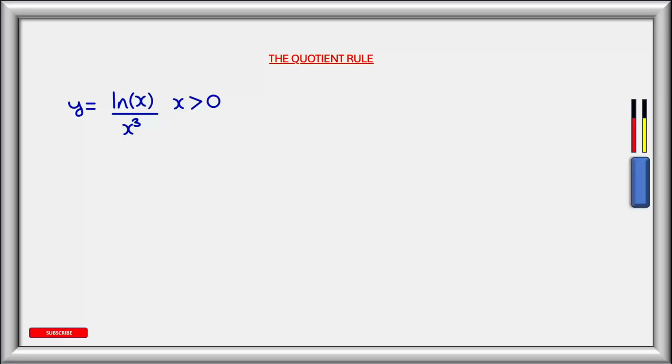In this next example, let's find the derivative of y with respect to x of the natural log of x divided by x cubed, where x is greater than 0. In this one, we have the natural log of x in the numerator, so we'll let u equal the natural log of x. And in the denominator, we have x cubed, so we'll let v equal x cubed.